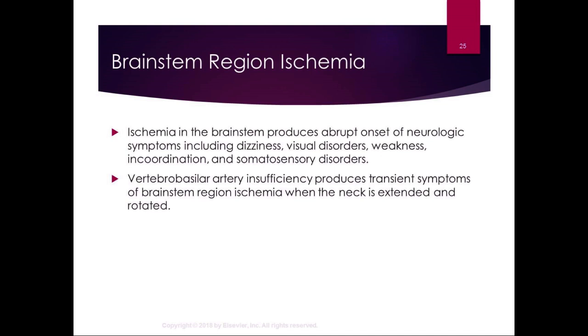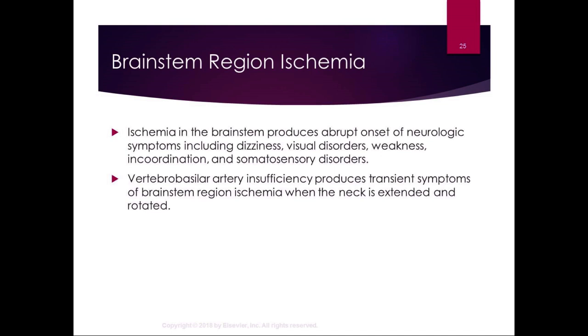The vertebrovascular artery provides blood to a lot of the brainstem region. And so if you have insufficiency in that artery, it can produce transient symptoms of brainstem region ischemia when the neck is extended and rotated. So dizziness, visual disorders, etc.